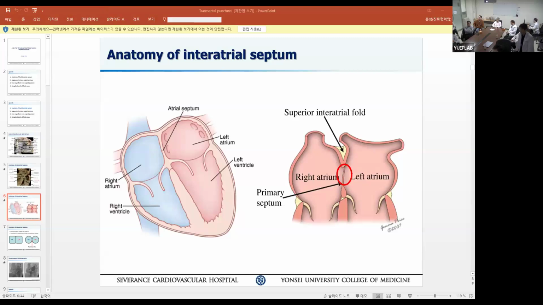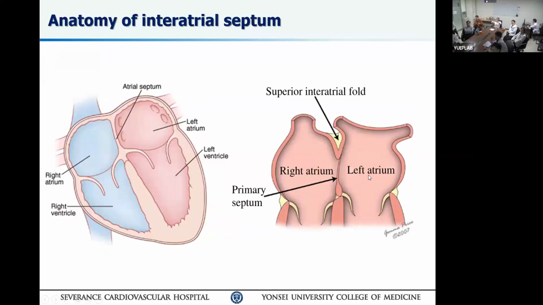As you see here, this picture emphasizes the importance of interatrial fold. Yes, so this picture shows you the importance of interatrial fold during septal puncture. So I will illustrate it as a simple picture in the next slide.